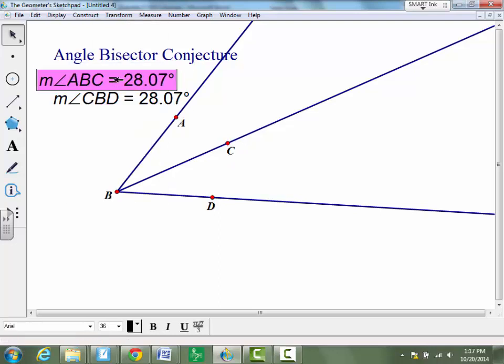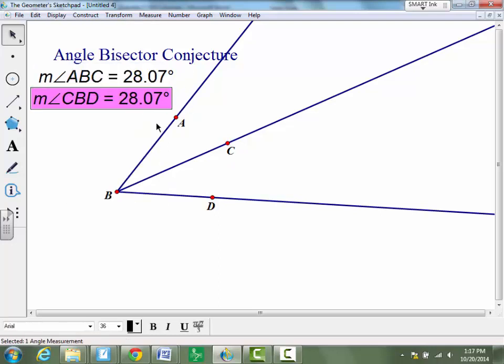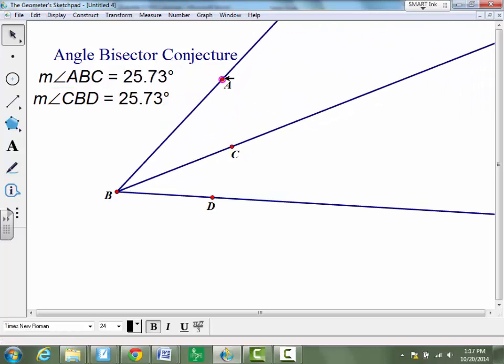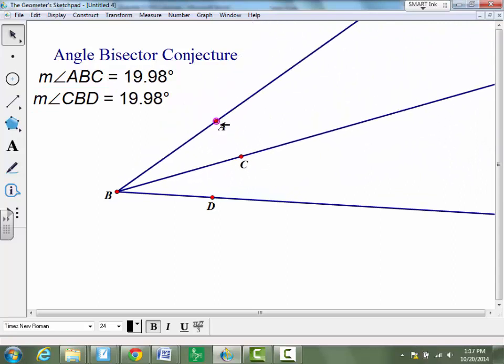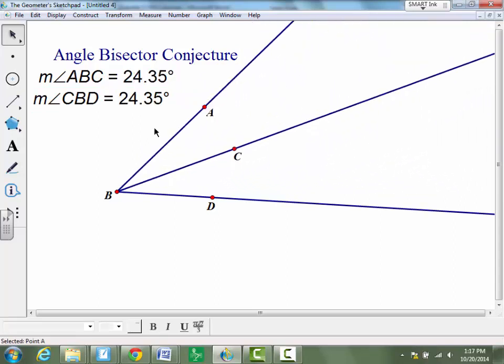Okay, so we know that these angles are congruent, so this is the angle bisector. So you'll notice even if I move A, that ray BC stays there in the middle. All right, so what do I want to show here? I want to show that this point, point C, is equidistant from the sides of the angle.